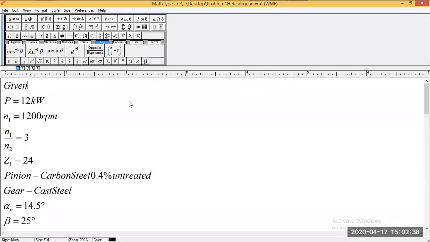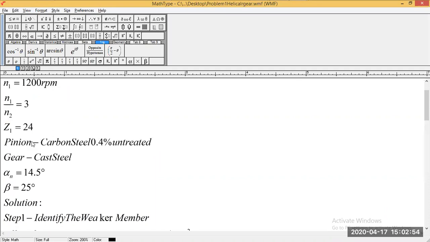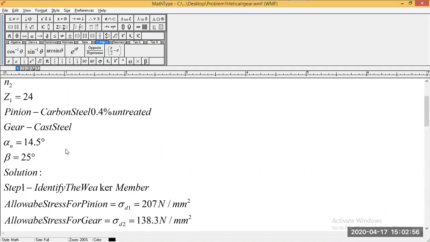This is the question. Yesterday we just started off with the data. Power was given, the RPM, and velocity ratio, number of teeth on pinion was given, and pinion and gear were two different materials, and the normal angle, the angle for the formative teeth. Normal always means the formative teeth. That was given as 14.5 degrees, and beta is 25. Beta is the helix angle. So this much was given.